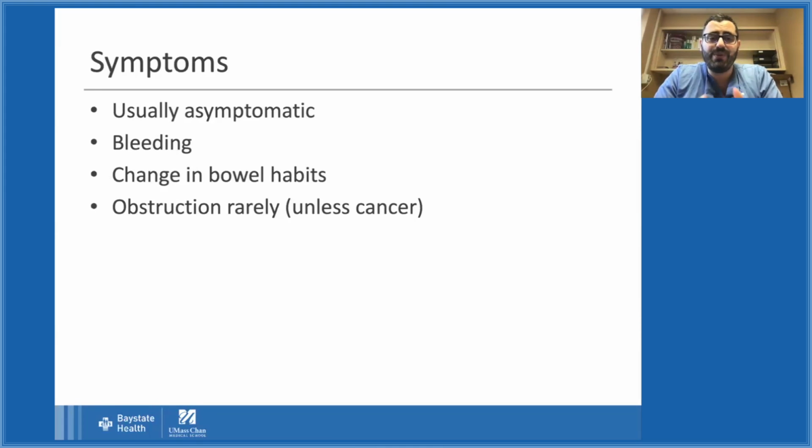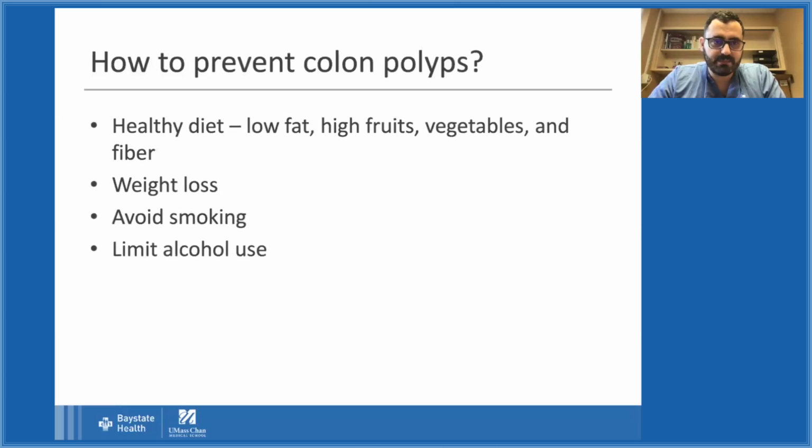Sometimes when the polyp gets really big in size, it can bleed. Very rarely, a patient can have a change in bowel habits or even complete obstruction of the colon, unless the patient has a cancer. Once the polyp turns into advanced cancer, then patients will have some obstruction or narrowing of the lumen that gives abdominal pain, nausea, vomiting, stuff like that. But most polyps are asymptomatic, especially when they are small.